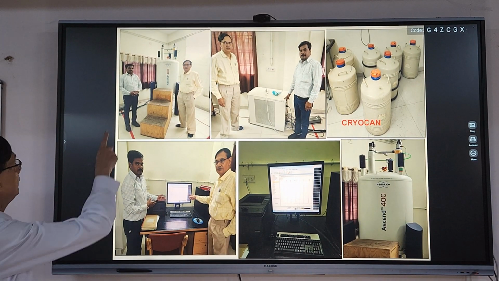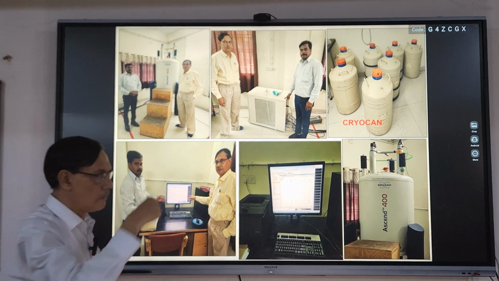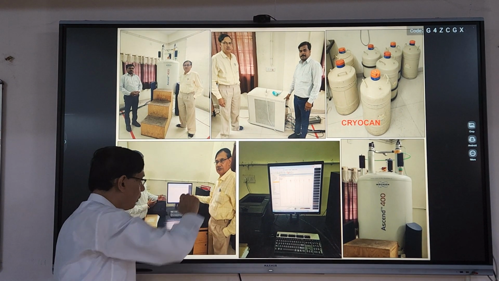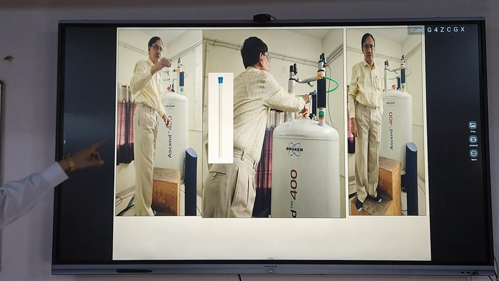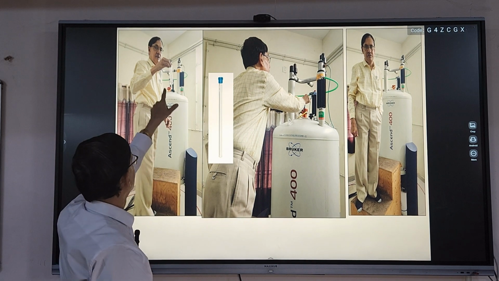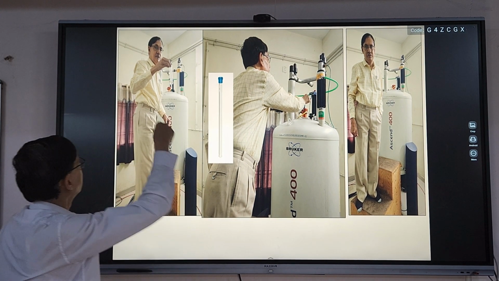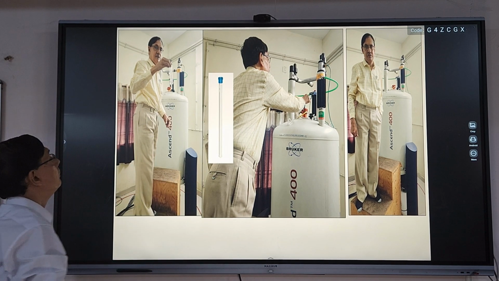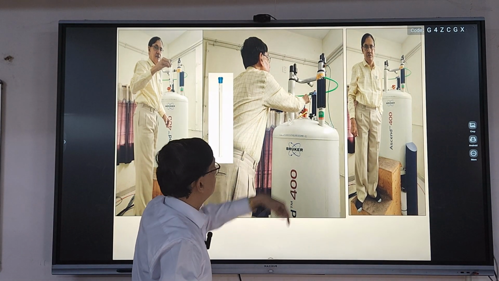The most important thing is that we have to put the sample in an NMR tube, and it goes to that probe. So you see, this is the NMR tube. It's a very small NMR tube, and we must put this NMR tube in this probe, and it will reach this system.